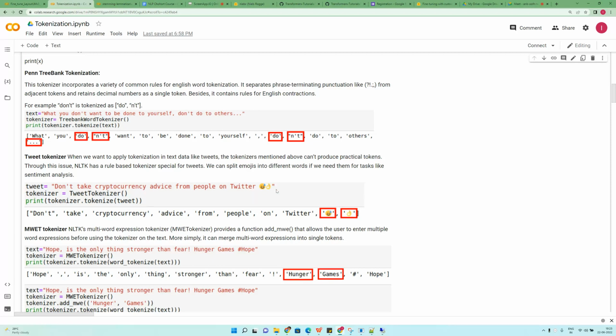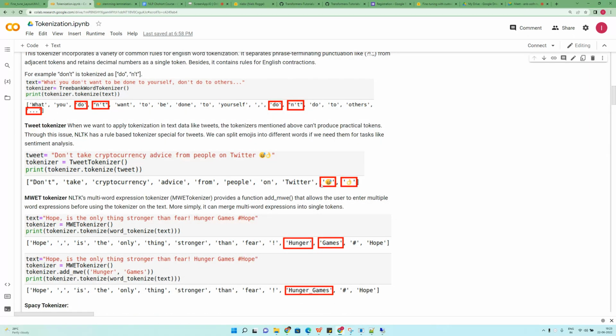You can see here there are two emoji symbols, and they were divided into separate tokens instead of one. Sometimes, if you use other tokenizers, that may not be the case. They might actually ignore these emojis. If you use a dictionary kind of tokenizer, because these won't be present in the dictionary, it will neglect them, right? So that's the use of the tweet tokenizer.